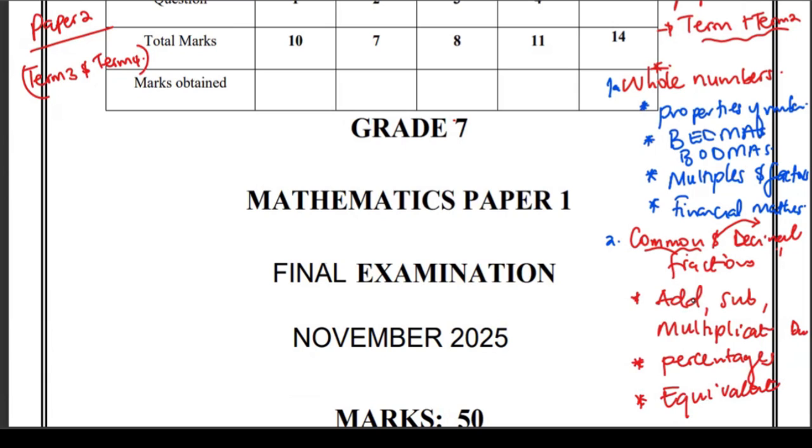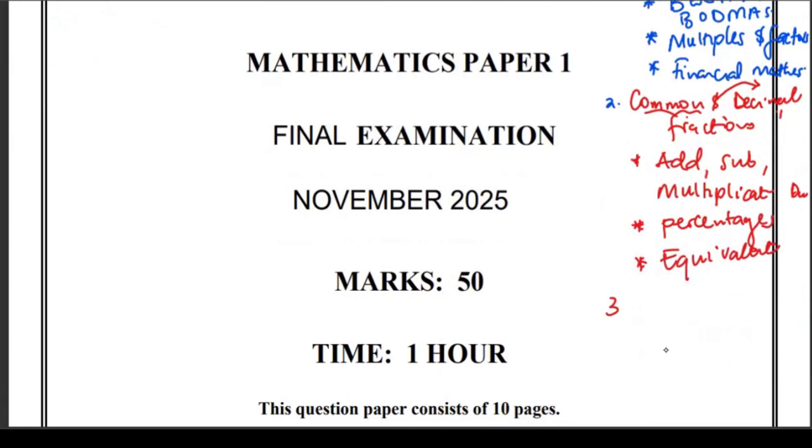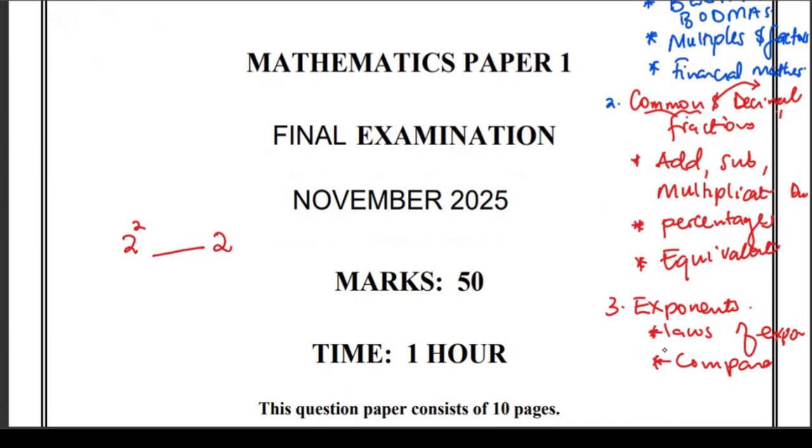Then after the decimal fractions, the third topic in paper one is what we call the exponents. We know that we have different laws of exponents, and then how to compare the exponents. Someone can tell you this is 2 squared, and then this is maybe 2 to the exponent of 0. We use the greater than, less than, or the equal sign, and then you need to tell us what exactly is happening there.